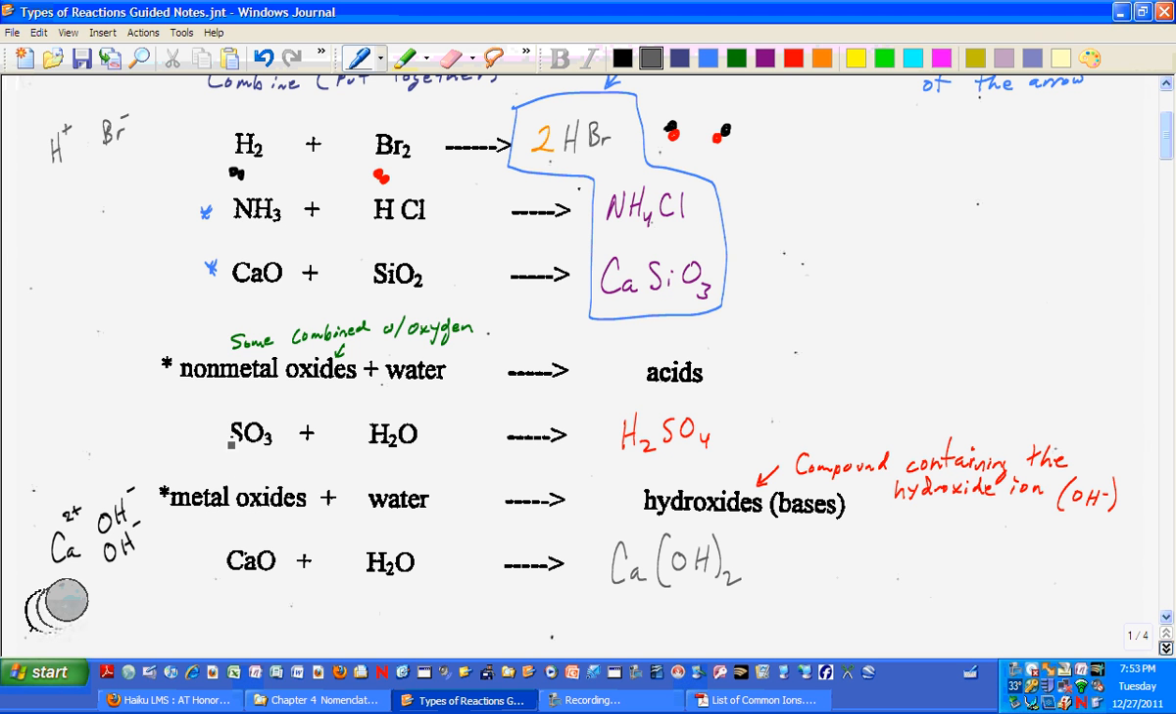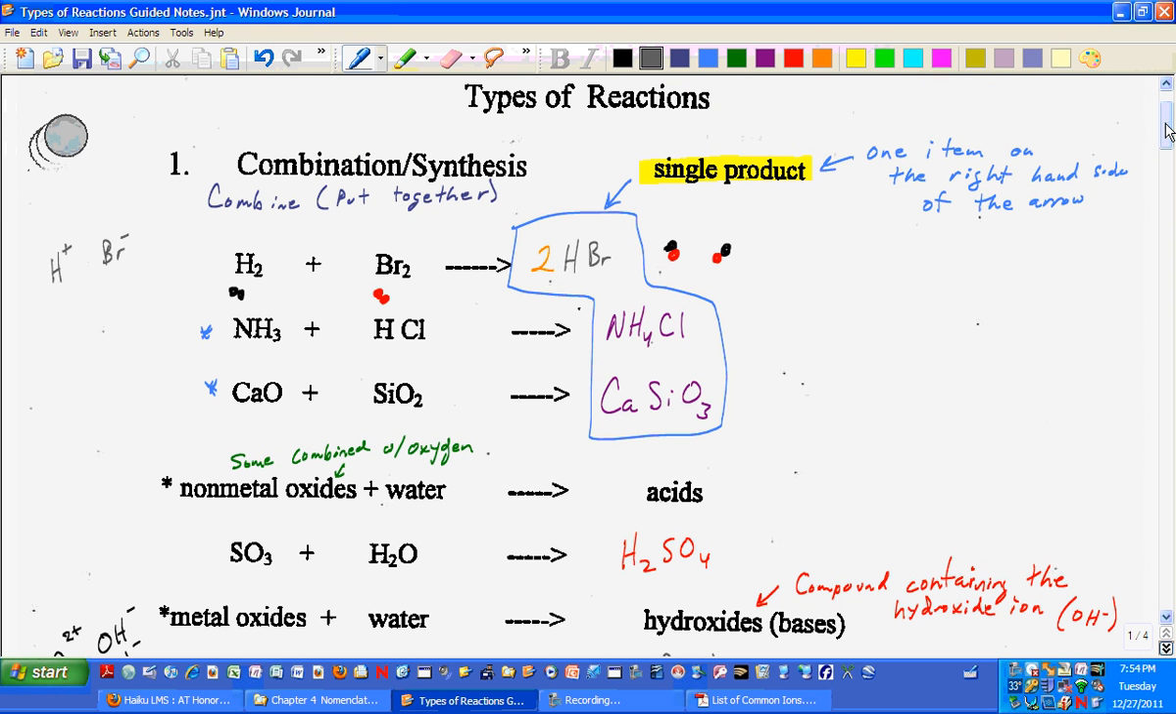Again, I should be checking these for balancing. I don't know that I checked this one. I've got 1 sulfur, 1 sulfur, 4 oxygens, 4 oxygens, 2 hydrogens, 2 hydrogens. This is balanced. This one here, 1 calcium, 1 calcium, 2 oxygens. 2 times 1 gives me 2 oxygens, and then 2 hydrogens. 1 times 2 gives me 2 hydrogens. This is also balanced. Again, these are combination reactions. I'm winding up with a single product. I'm putting things together to come up with one single product.